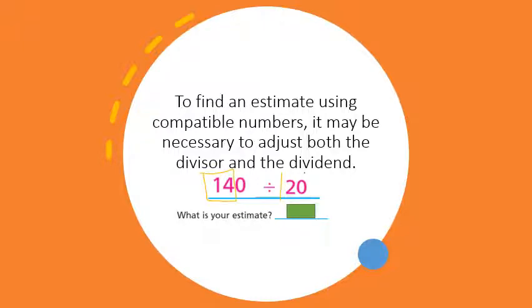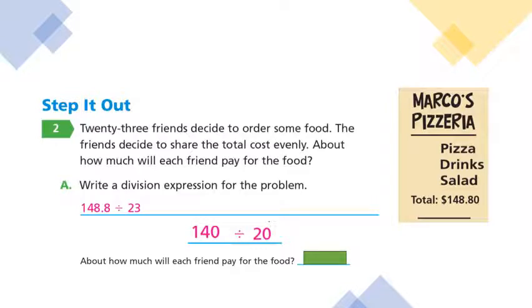Remember, estimates help us by looking at compatible numbers. What makes sense? Right. 140 divided by 20 is 7. So 23 friends ordered the food. They shared the total cost evenly. About how much did each friend pay? We took our expression, then we wrote an estimate, and then we decided that each friend would pay about $7.